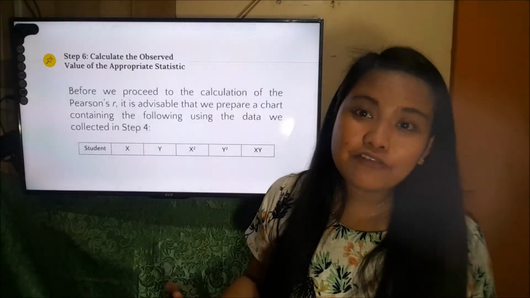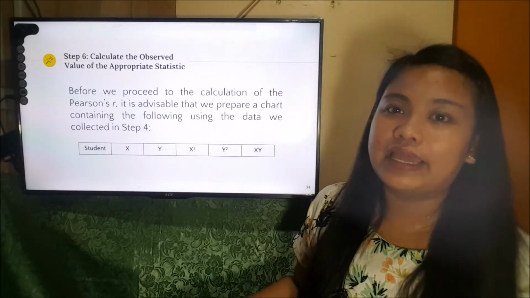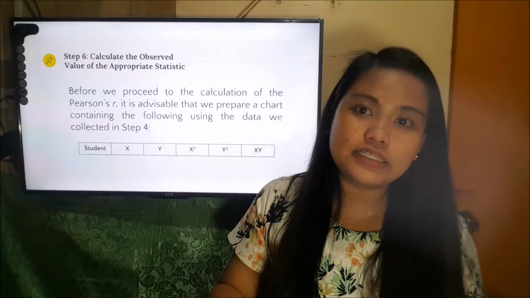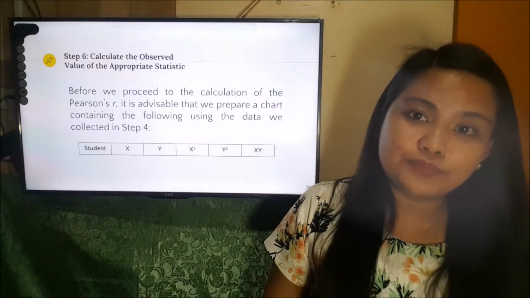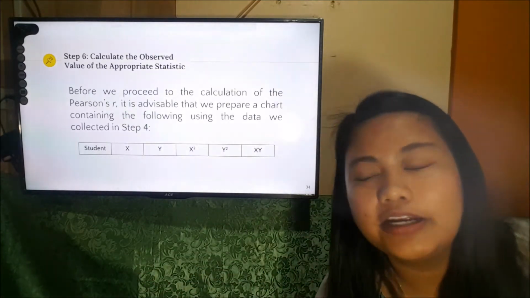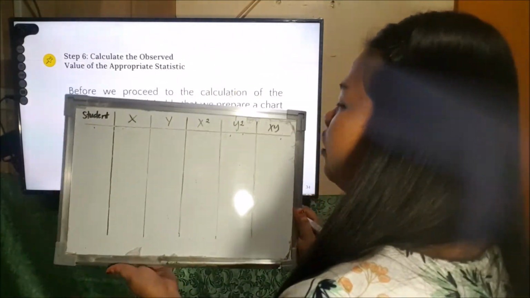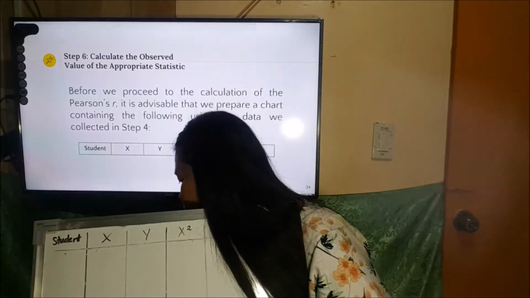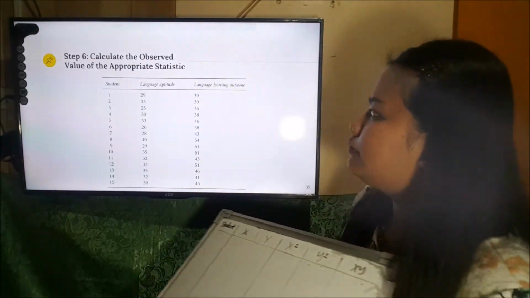Okay. Now, for step 6, we have to calculate the observed value of our statistic. Okay, but before we actually continue on the actual calculation, it is advisable that we prepare a table first, just like this, so that computation would be easier later on. We would just fill in the data, okay? So I have prepared a whiteboard here, yes. Okay, so what we have to do is to just fill in this table. We have to look back at our collected data a while ago. So let me just copy it.